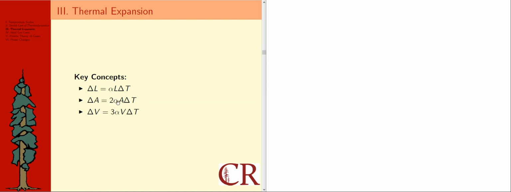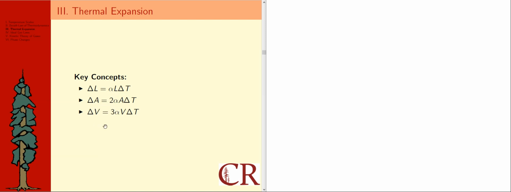I have seen some texts present this slightly differently, where they will use a new symbol for an area coefficient of expansion, and then they'll simply say that the area coefficient of expansion is always double the linear coefficient of expansion. But I feel like that's introducing unnecessary symbols when you can just put this 2 in the formula and use the same expansion coefficient for any of these. So just be aware, if you look at other sources, sometimes this is presented a little bit differently.